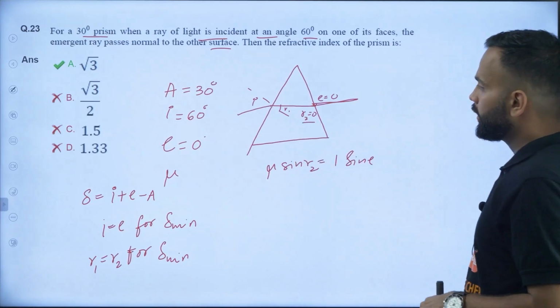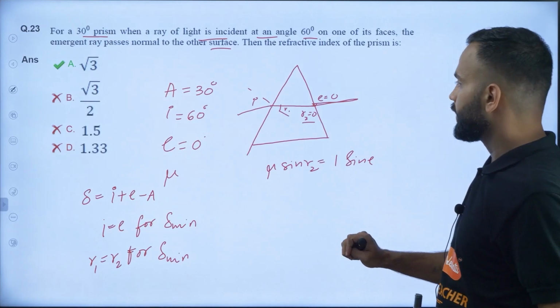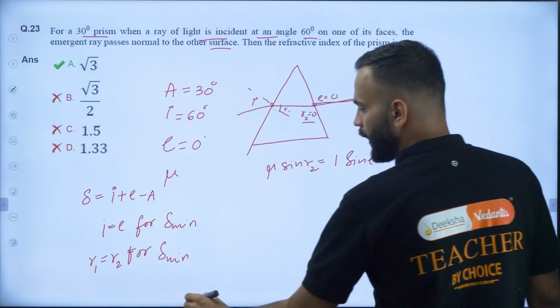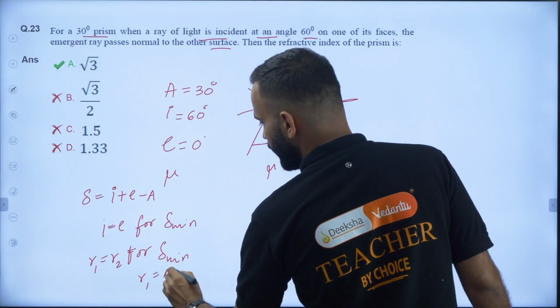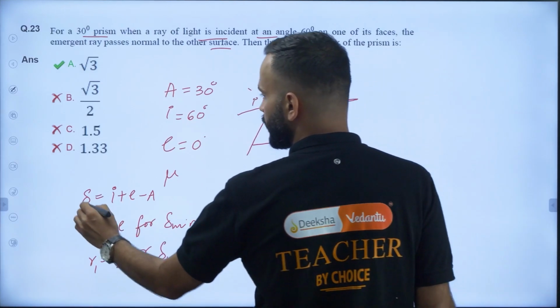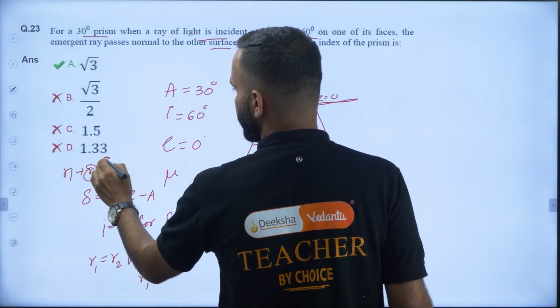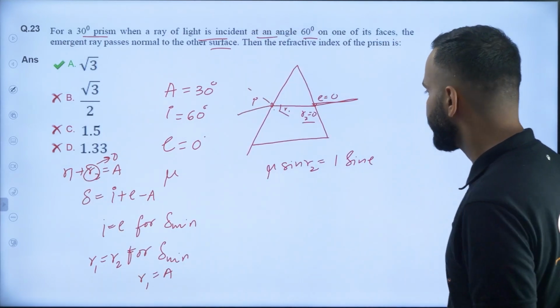So now R2 is equal to 0, right? Now apply Snell's law at this point. So now R1 is equal to A, right? Why is R1 equal to A? Because R1 plus R2 is equal to A, and R2 is equal to 0. So R1 has to be equal to A, right?